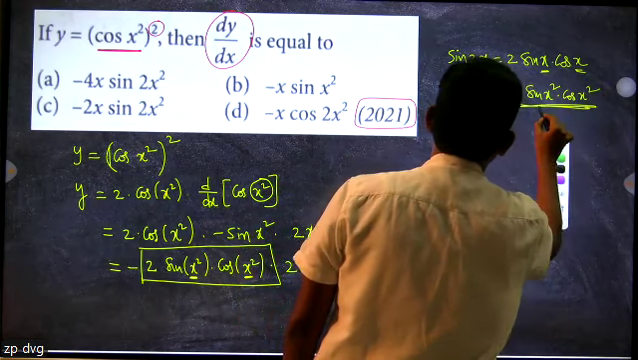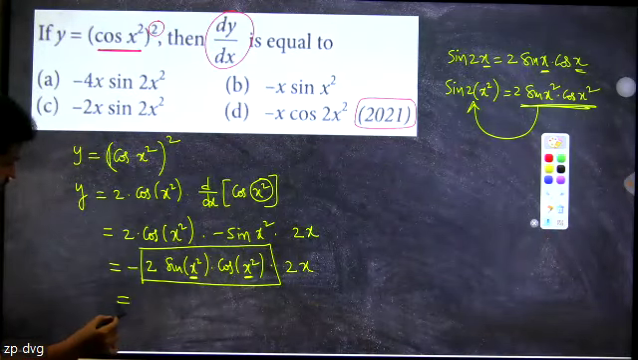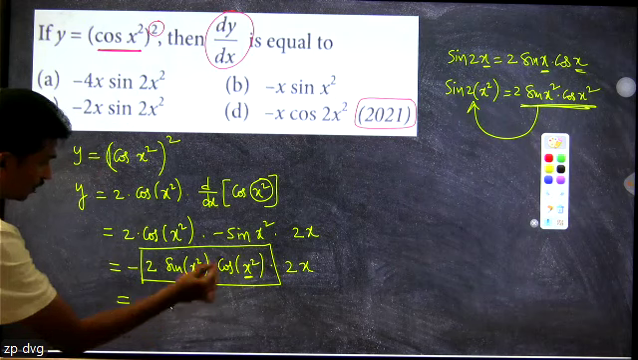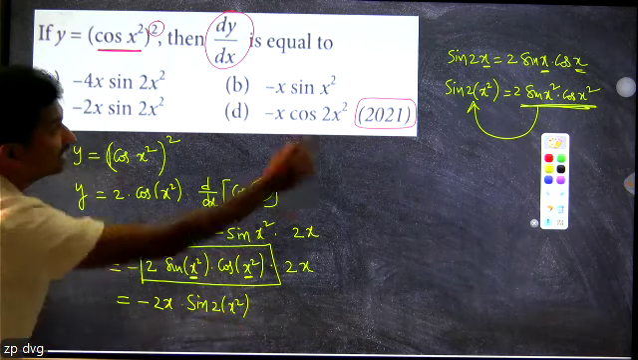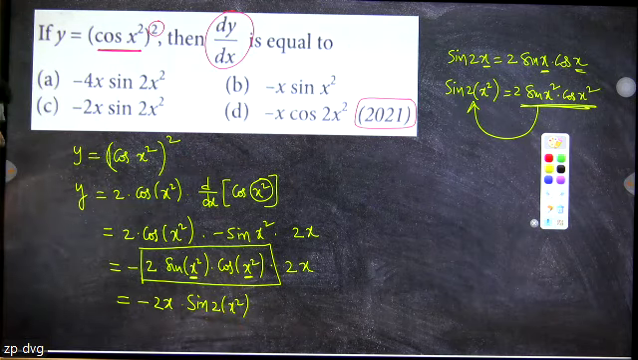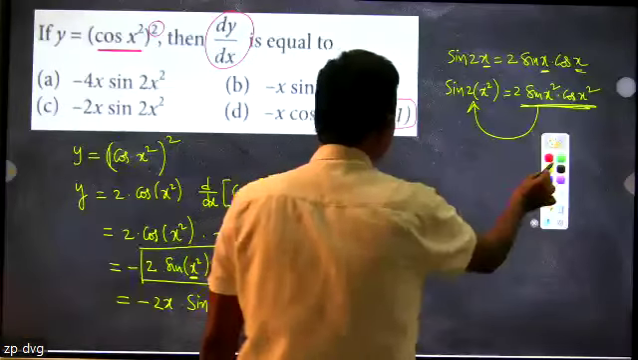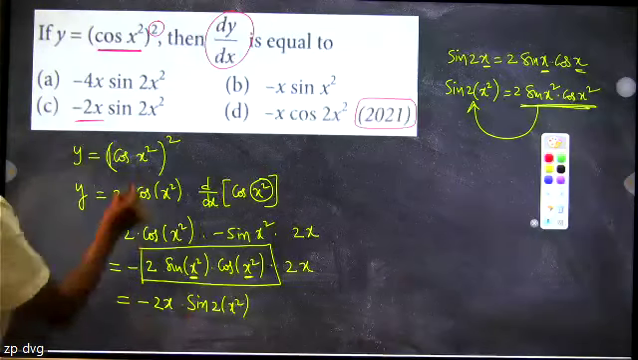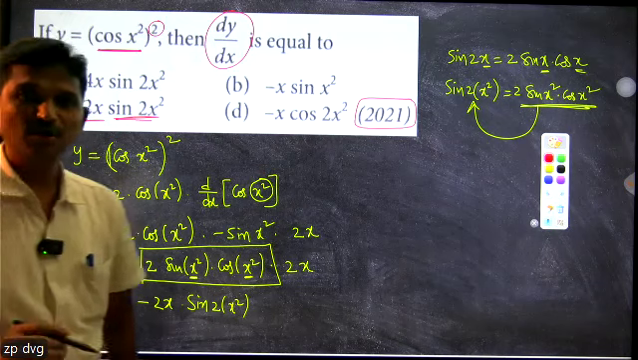So 2 sine x square into cos x square is nothing but sine 2x square. So this equals minus. Here 2x is there, na? This 2x I'll write in the beginning, into this sine 2x square. So what we got as the answer? Minus 2x into sine 2x square. Observe the options. Which option is correct? Here minus 2x is there. Yes, sine 2x square. So option C is the correct option for this problem.